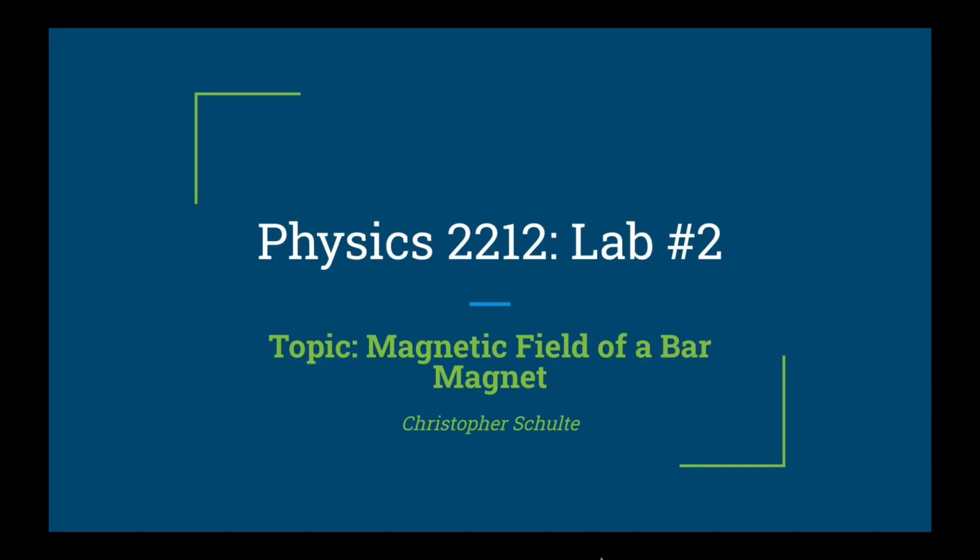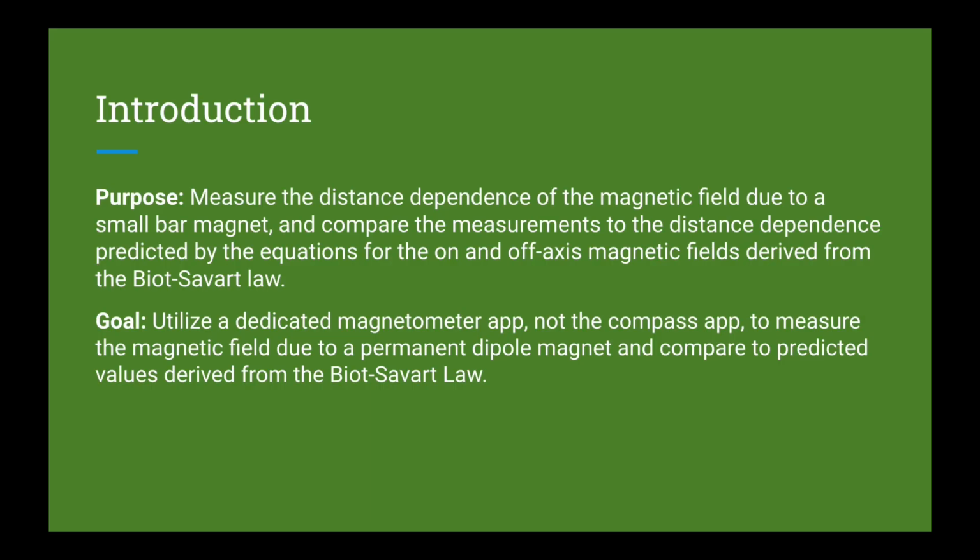Hi, my name is Chris Schulte, and today we're talking about lab number 2, the topic of magnetic field of a bar magnet. The purpose of the lab was to measure the distance dependence of the magnetic field due to a small bar magnet, and then compare the measurements to the distance dependence predicted by the equations for the on- and off-axis magnetic fields derived from the Biot-Savart law.